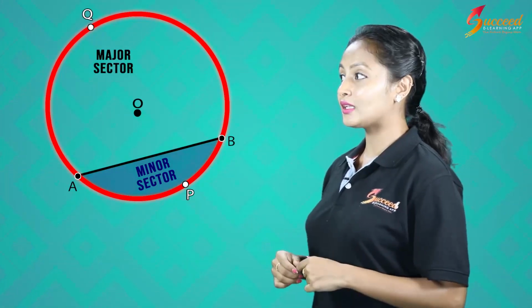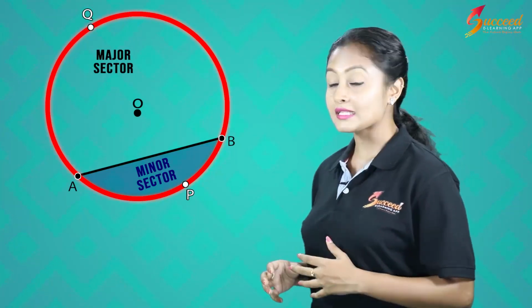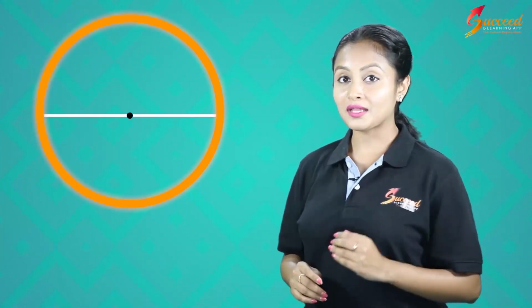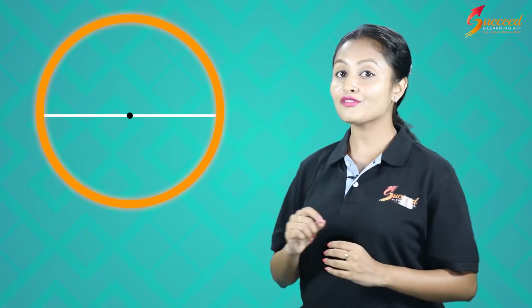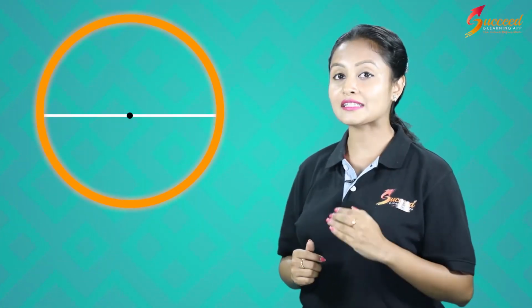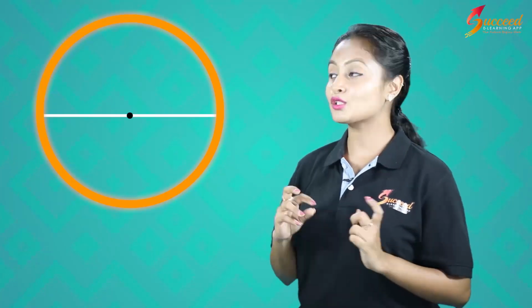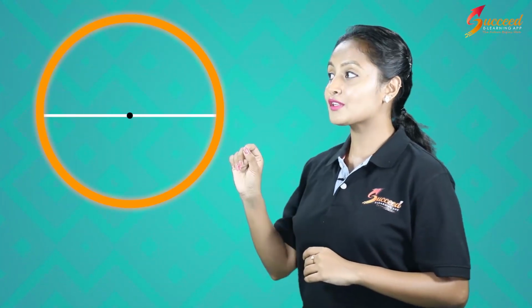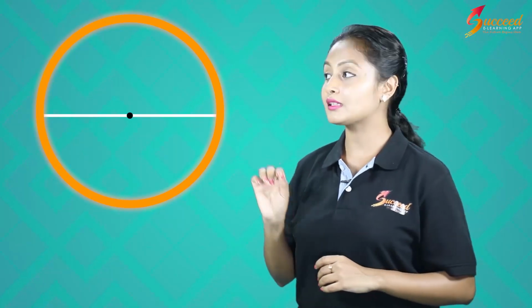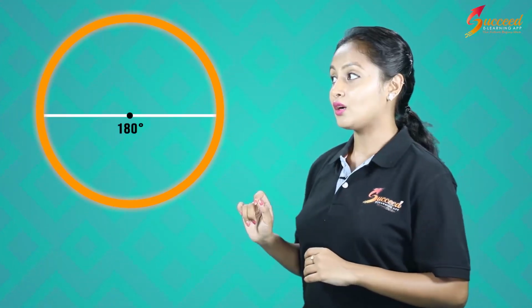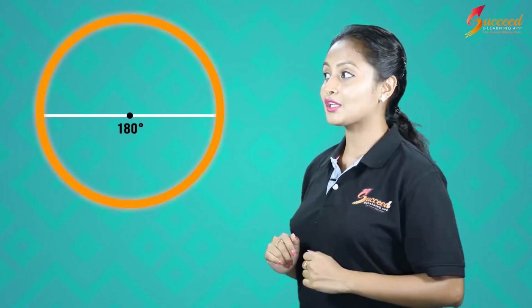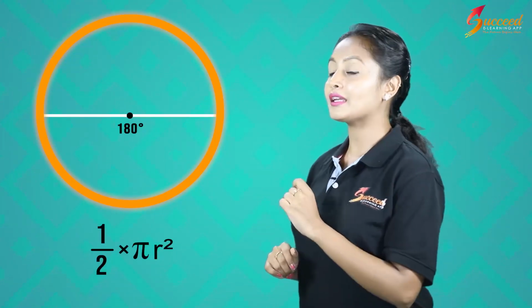Now, let us calculate the area of segment and the sector using this knowledge. To calculate the area of a sector of a circle, let us quickly consider a circle. Divide it into two equal halves. The line which is dividing it into two equal halves is nothing but its diameter, which is 2 times the radius. And if you observe the angle at the center of the circle, that is 180 degree. Now, area of these two segments can be given as half into pi into r square.